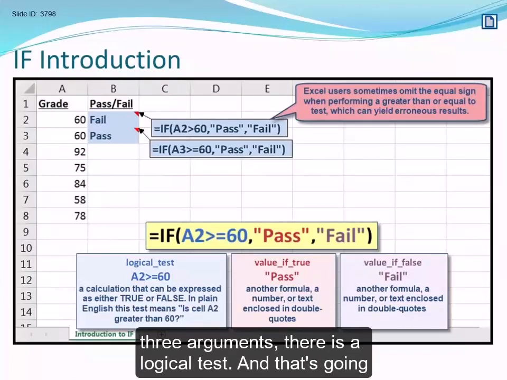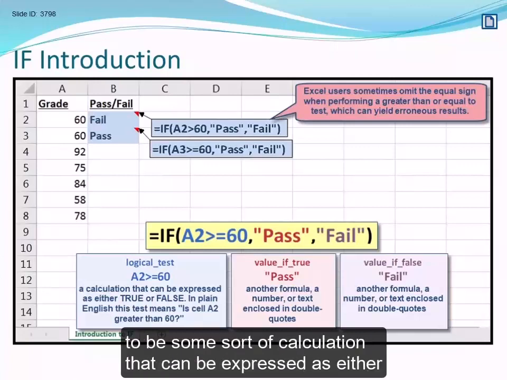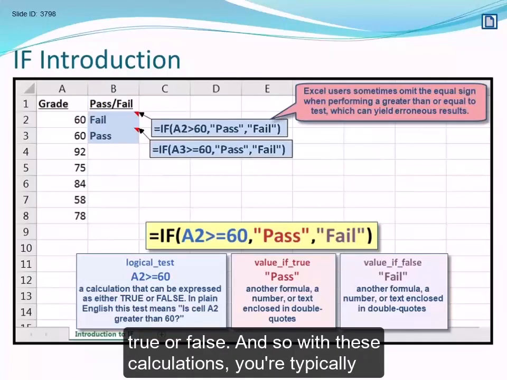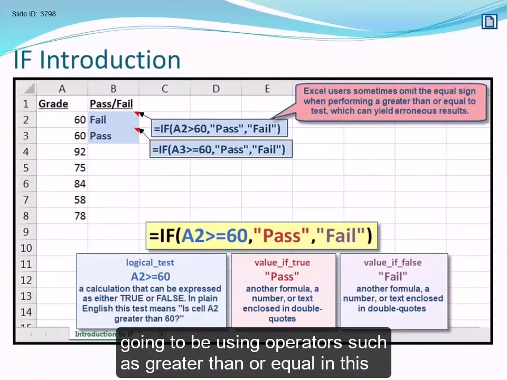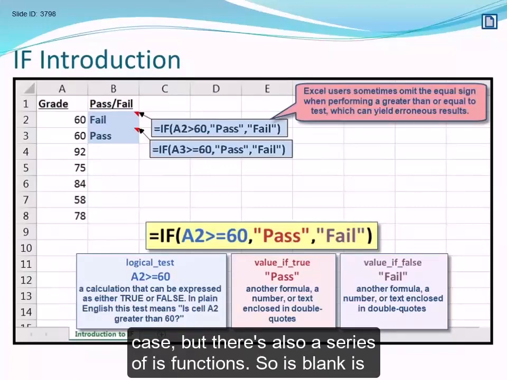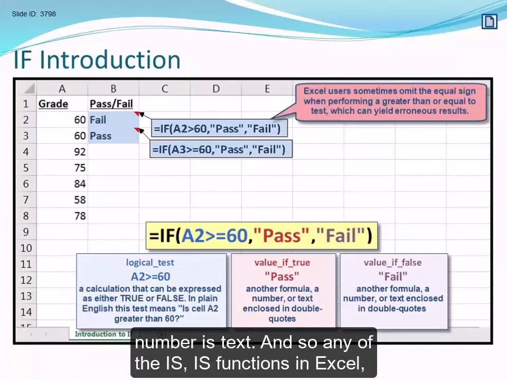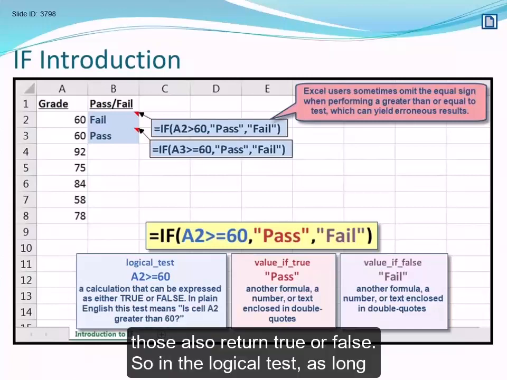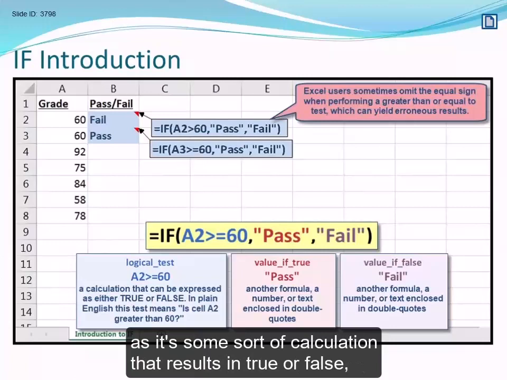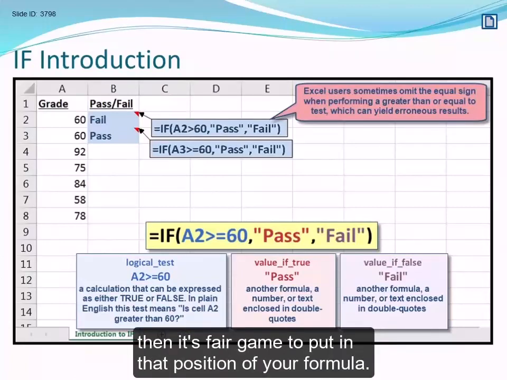There is a logical test, and that's going to be some sort of calculation that can be expressed as either true or false. With these calculations, you're typically going to be using operators such as greater than, or equal in this case. But there is also a series of IS functions, so ISBLANK, ISNUMBER, ISTEXT. Any of the IS functions in Excel also return true or false. So in the logical test, as long as it's some sort of calculation that results in true or false, it's fair game to put in that position of your formula.